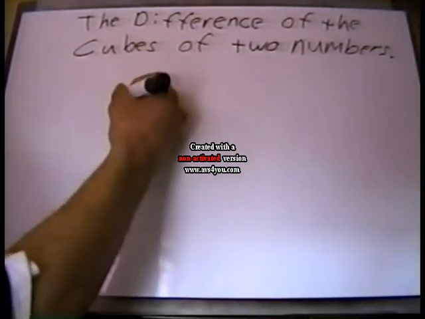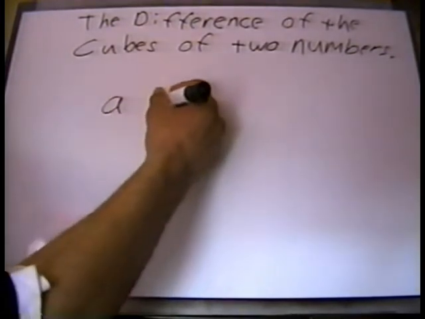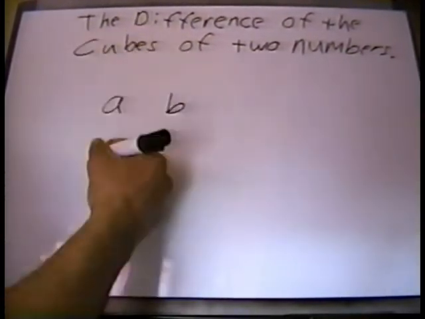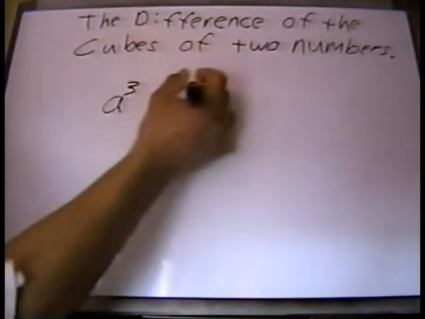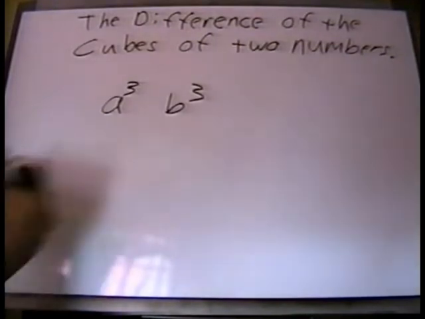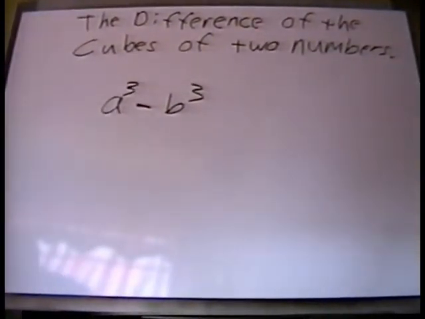So the numbers, say the numbers are A and B. Those are the two numbers. So a cube of a number looks like that. Okay? I want to know the difference. So that's the difference. The difference of the cubes of two numbers.